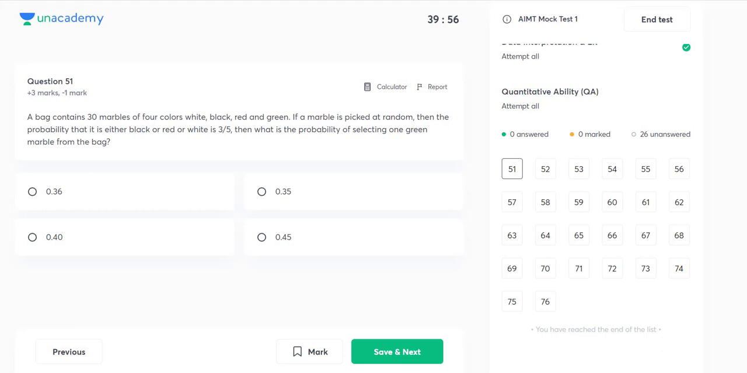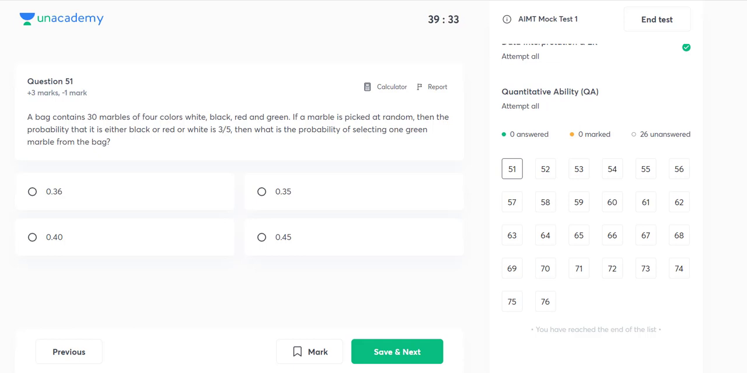Okay, so the first question of quant is: a bag contains 30 marbles of 4 colors: white, black, red and green. If a marble is picked up at random, then the probability that it is either black or red or white is 3 divided by 5. Then what is the probability of selecting one green marble from the bag?